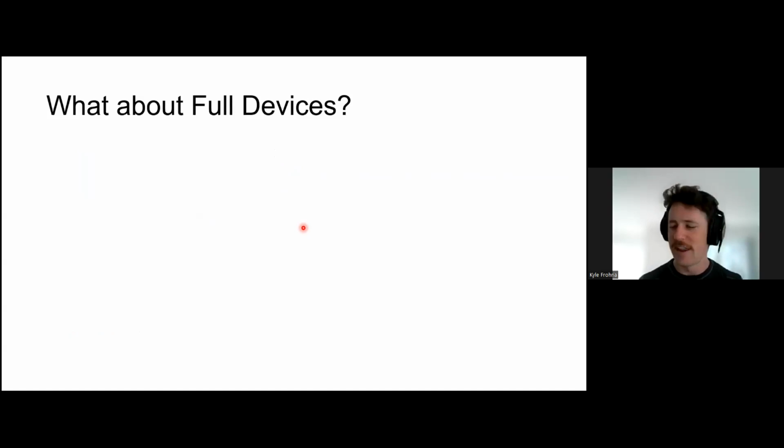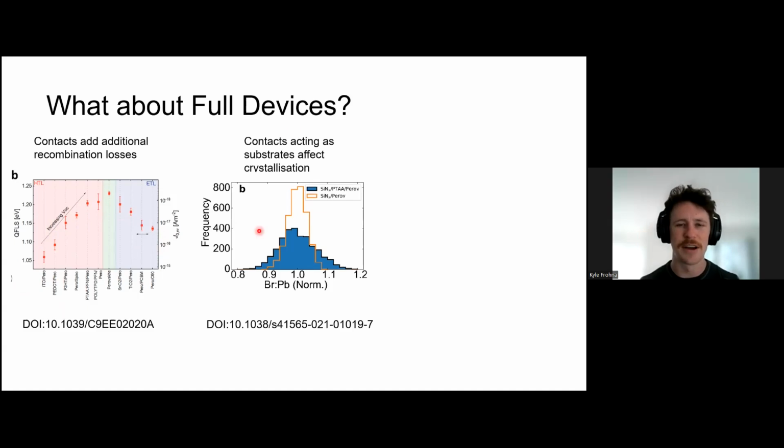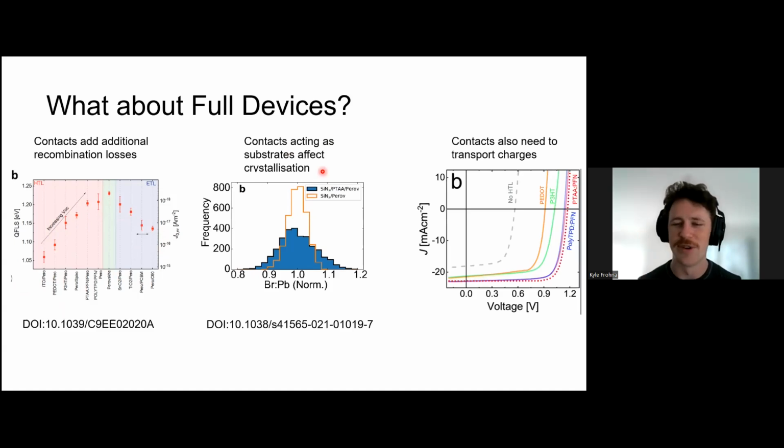What about full devices? I think I'm coming quite close to the end, so I might rush through a few quick takeaways here. Contacts in a full device also add additional non-radiative recombination pathways. This is a plot showing that the quasi-Fermi level splitting of a bare film is much higher than with lots of different contact materials. So if we want to understand the full device in terms of the voltage, we also need to include contacts. Contacts can also act as substrates, which can change properties. And of course, the critical one, which is that contacts also need to transport charges.